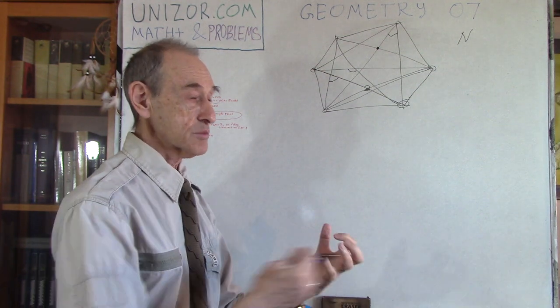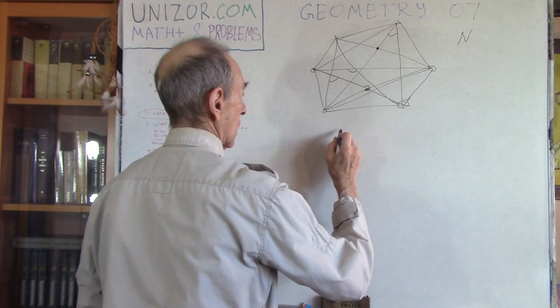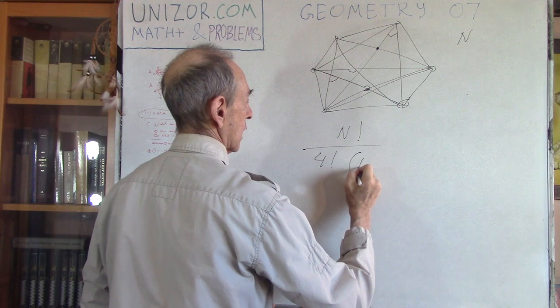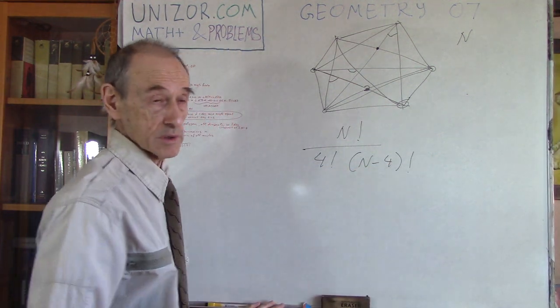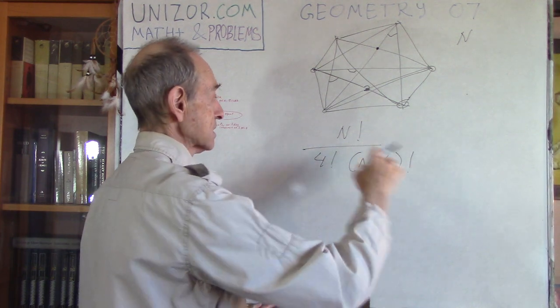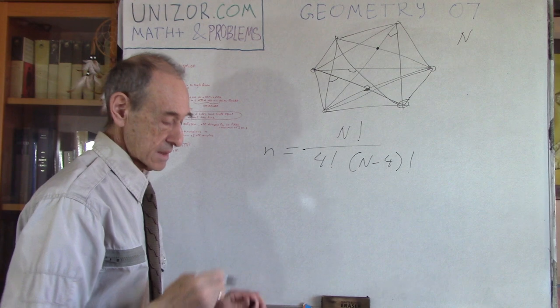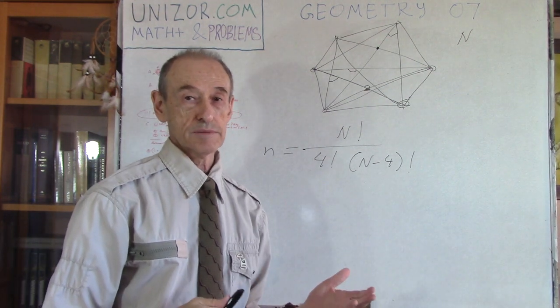The number of times you can pick four out of n is n factorial divided by 4 factorial times n minus 4 factorial. Remember, factorial is 1 times 2 times 3 etc. times n. Now, let's call it lowercase n. So this is the number of intersections.